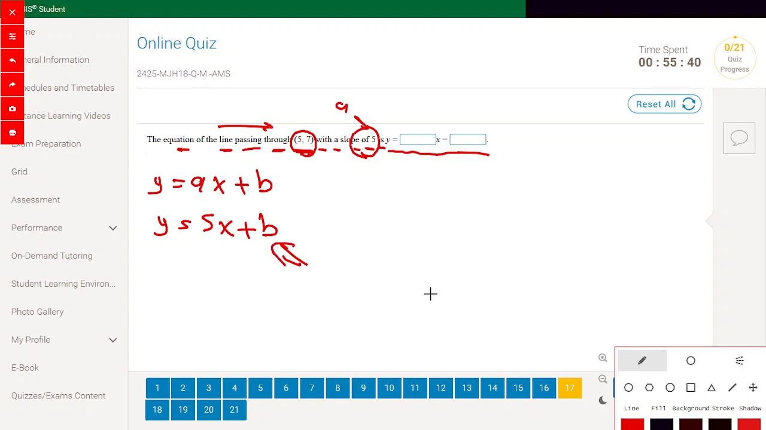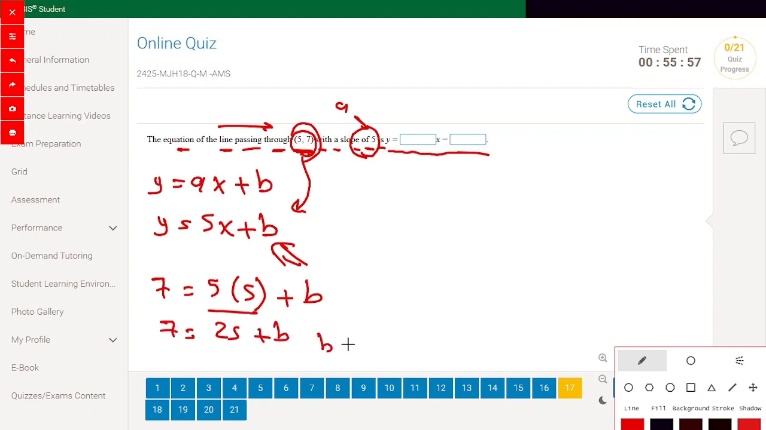Now we need to get b. So we have the point. We substitute in this equation. So 7 will be equal to 5 multiplied by 5, substituting x, plus b. So 25 equals 7 plus b. So b will be equal to minus 18. So now the equation will be y equals 5, which is the slope, 5x minus 18. Okay?